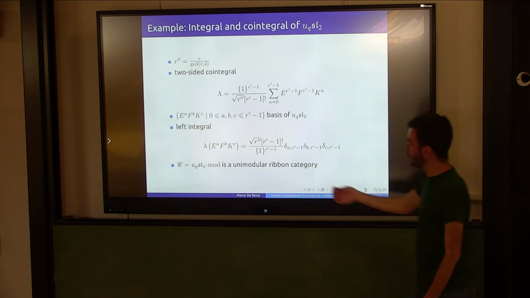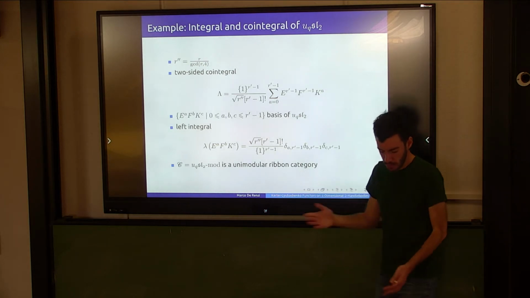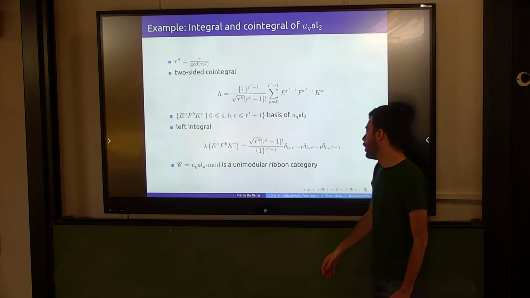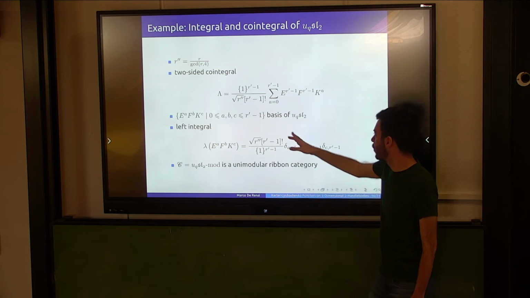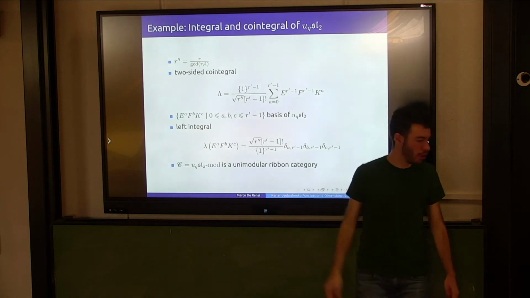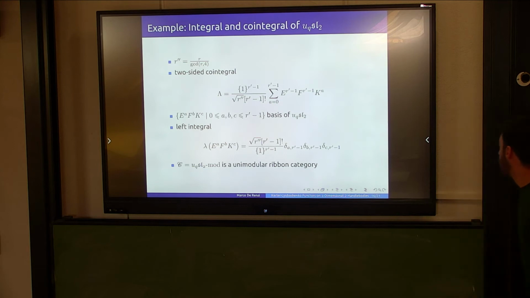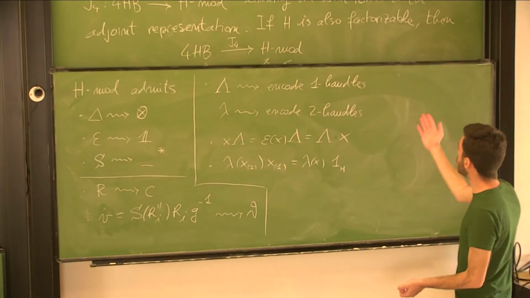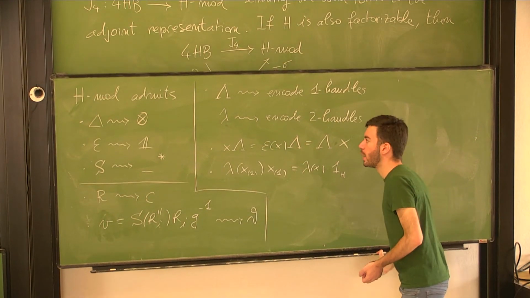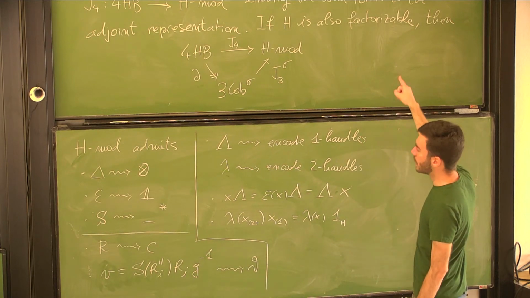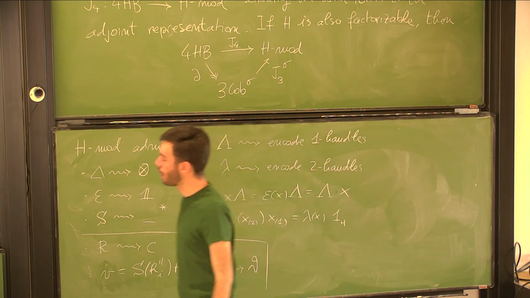And this is a unimodular ribbon category. Well, it just means that it's finite dimensional, so we already knew this before, but this is fixed by the antipode. So if you do the antipode of this guy, you get back the same. So yes, these are the examples you should keep in mind when thinking about this kind of construction.